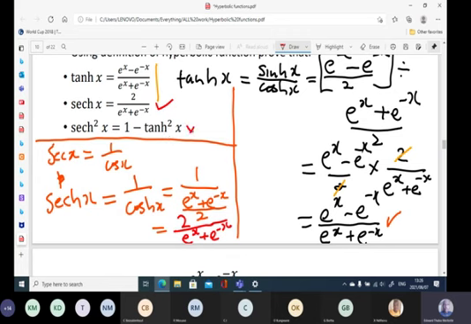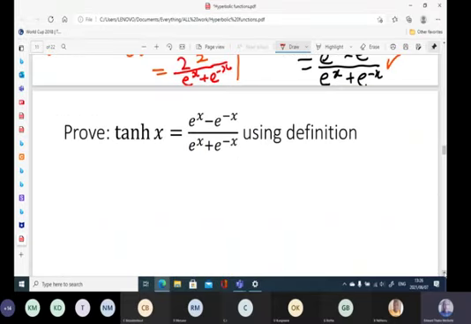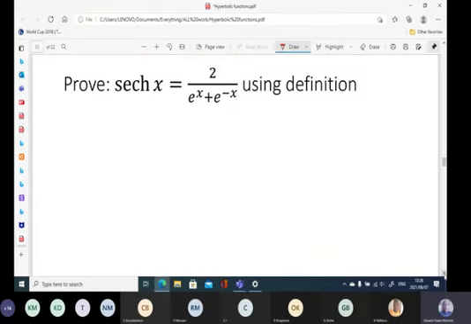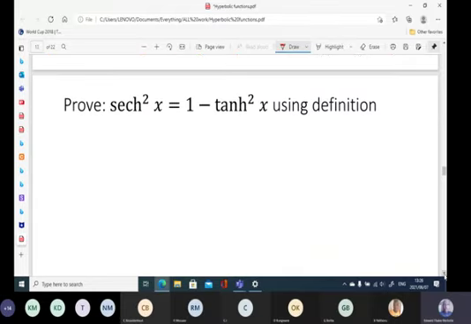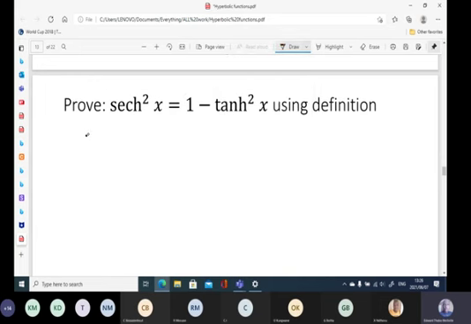The last one, I think I'll do it on the next page, not on this page. This one I've already proven, and this one also I've done. So let's prove this one. Let's see how we are going to do that. Let's start with the RHS.